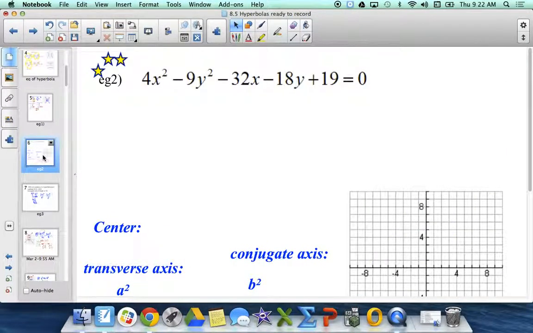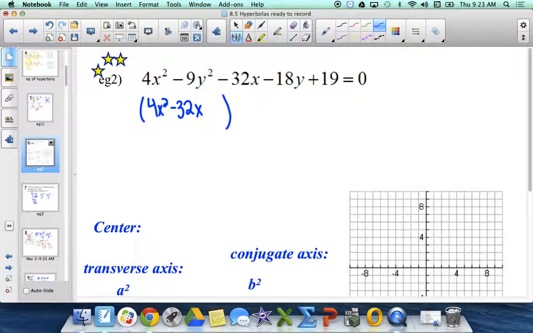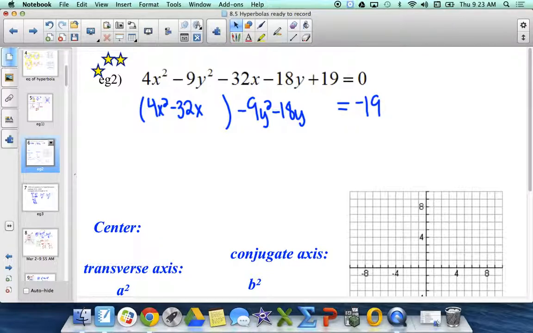My next example is a little bit more complicated because we need to put it in the correct form. So the first thing we're going to do is put all the x's together. We're going to put all the y's together. And when you put the x's and y's together and you put your parentheses around everything, you move the constant to the other side of the equation. Make sure that you keep this negative sign with the number.